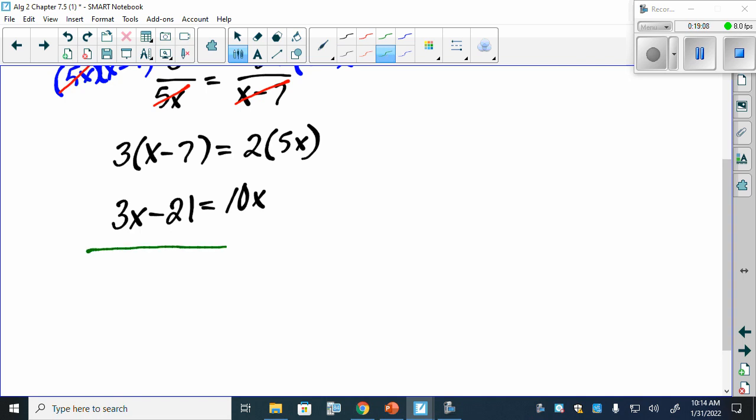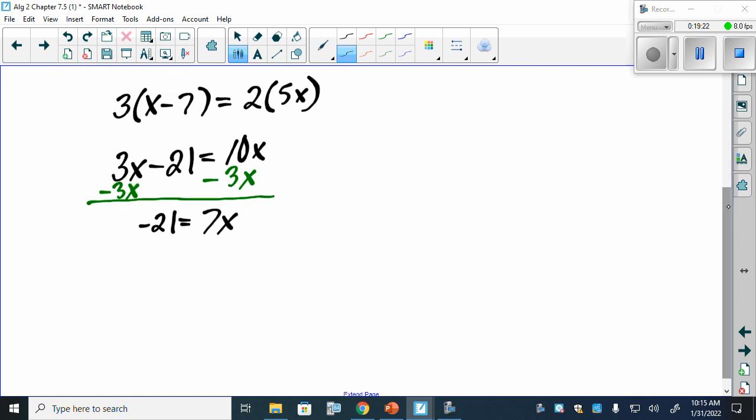We need to subtract 3x from both sides, because we need the variables all on the same side, which would tell us that 7x. And then what would we need to do next? Divide both sides by 7, telling us x is equal to negative 3.